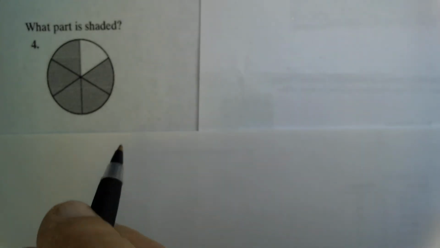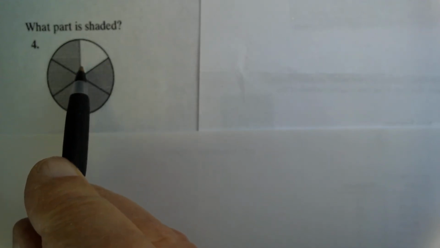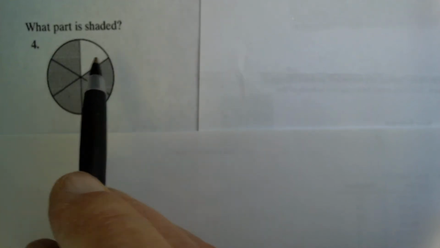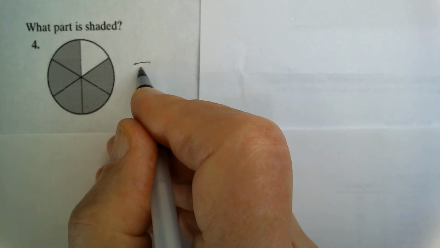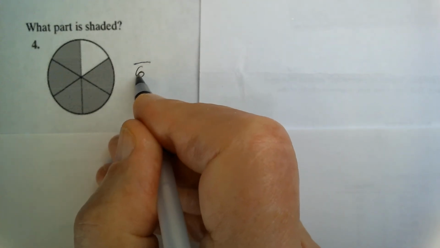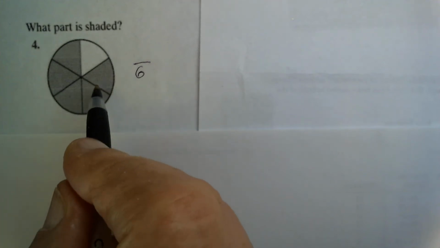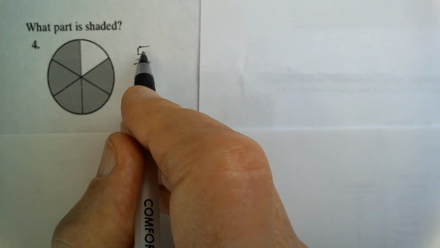When we look at the next few exercises, the question is, what part is shaded? Well, the first question is, how many parts are there? There are 1, 2, 3, 4, 5, 6 parts altogether. So that's the number that goes in the denominator. And then we count how many parts are shaded. That's 1, 2, 3, 4, 5. So 5/6 of the object is shaded.